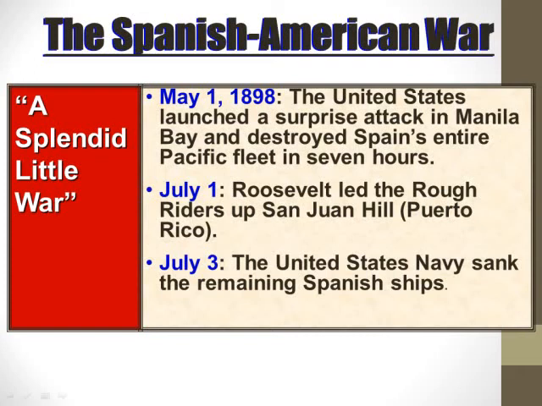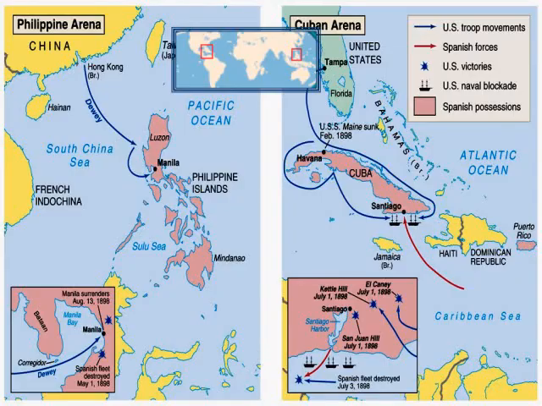Then on July 1st, a month later, we start fighting in Puerto Rico. And President Roosevelt, who becomes the eventual president, leads the Rough Riders up San Juan Hill. We take that over. And then on July 3rd, the U.S. Navy sinks the remaining Spanish ships. So pretty quickly, we're taking them over. Again, they secretly sail from Hong Kong to Manila Bay, and we blow up all of their ships. And then we sail up to Cuba, and we blow up all of their ships. And then we sail to Havana Harbor, and we blow up all of their ships, and that's the end of the war. Yes?